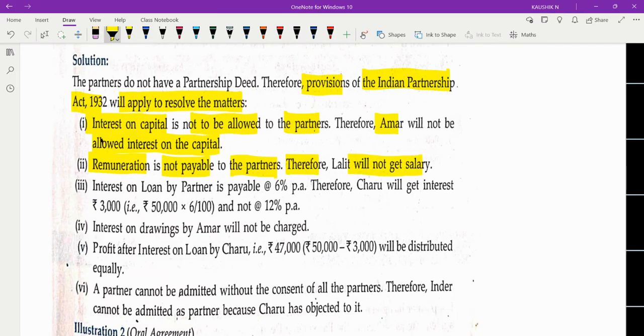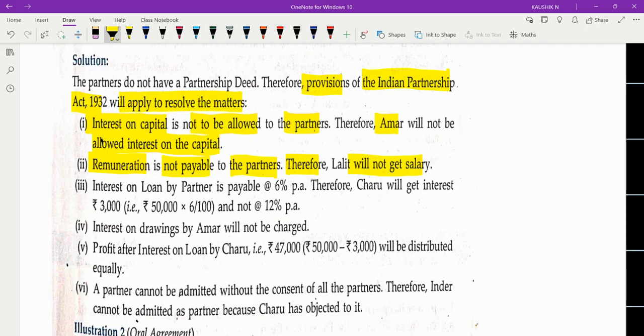Why are they not specifying the Indian Partnership Act 1932 provisions? Because at the start itself they have given it in such a way that the partners do not have a partnership deed, therefore the provisions of the Indian Partnership Act will apply to resolve the matters. So they are not using that statement for each and every line. They have made use of that concept in the beginning itself for all the matters. So it is up to you whether you frame the sentence commonly for all the problems together or specify it for each and every line item one after the other. Preparing the solution for these types of problems is your choice.